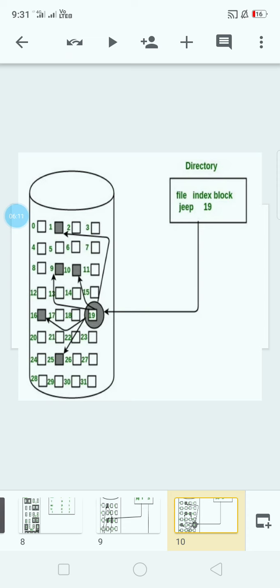Now, what are the advantages of indexed allocation? This supports direct access to the blocks occupied by the file and therefore provides fast access to the file blocks. It overcomes the problem of external fragmentation. Now, what are the disadvantages?